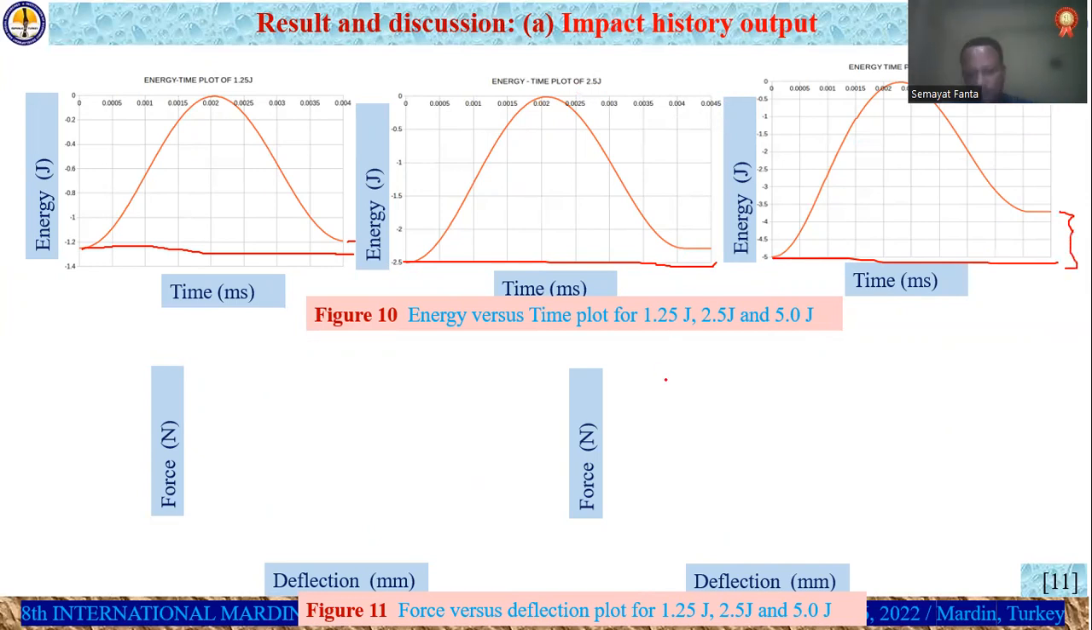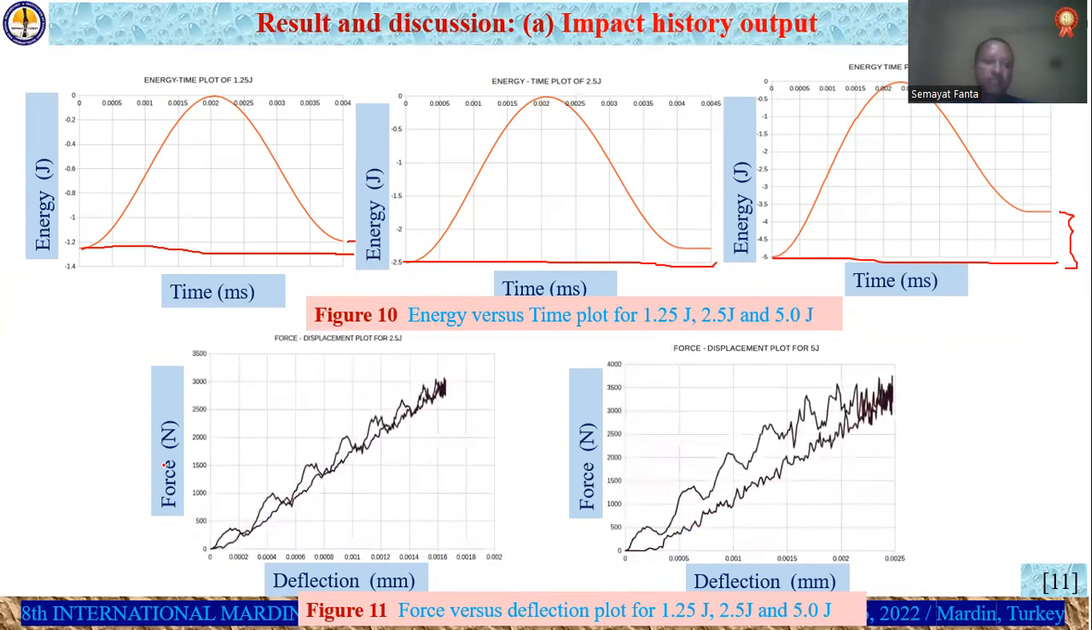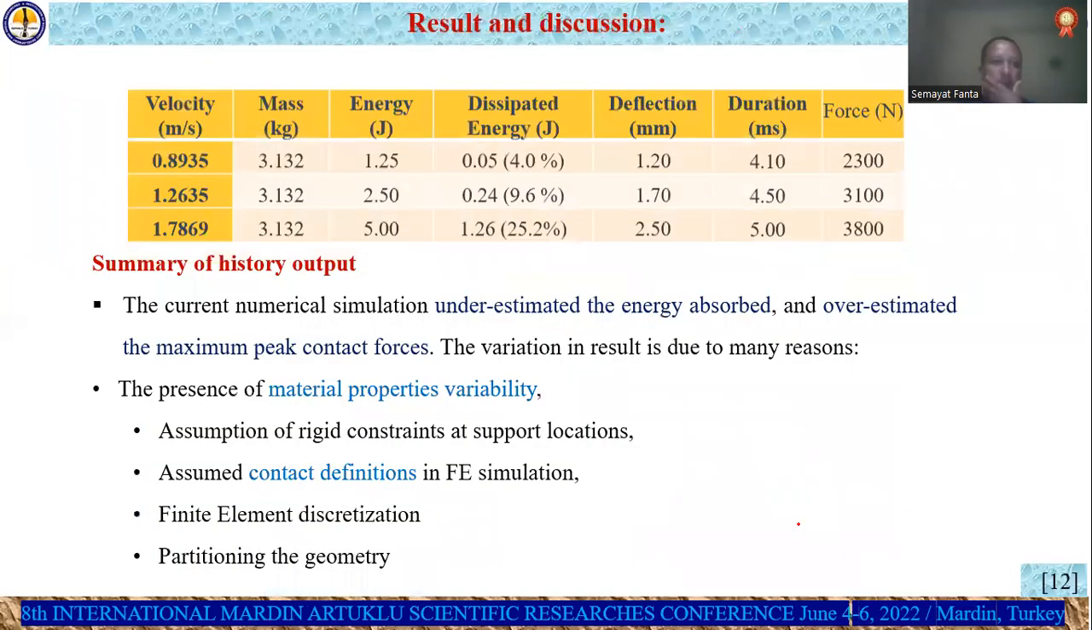And then the force deflection curve. The area under the force deflection curve shows the amount of energy dissipated. This area shows ED, energy dissipated. So this is what we can understand from these curves.